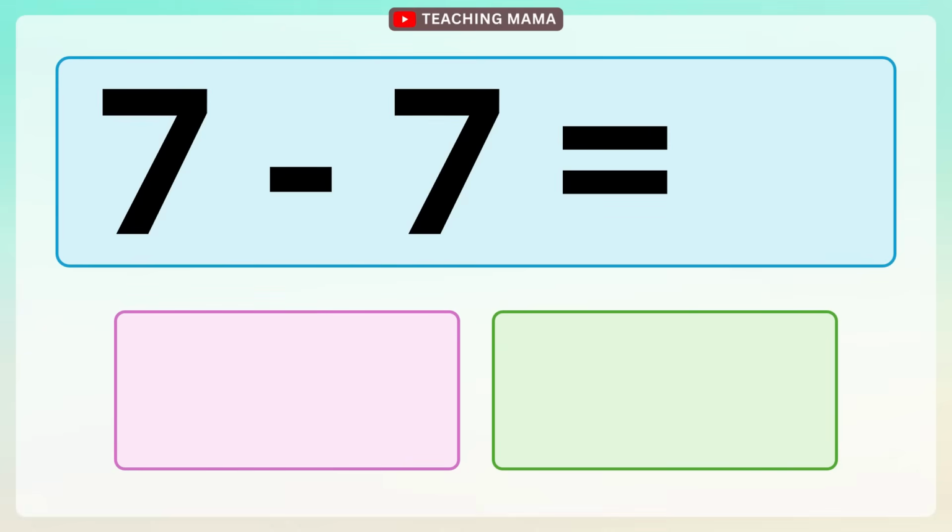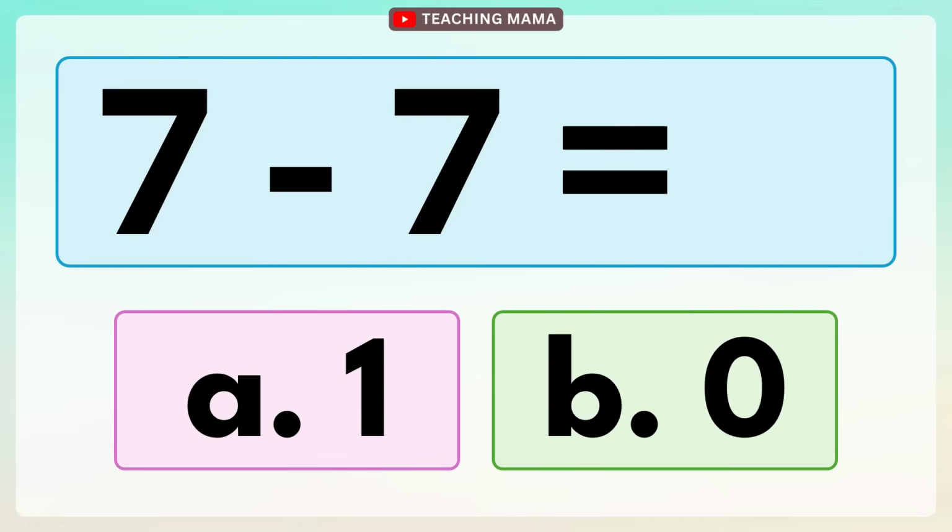7 minus 7 equals A. 1. B. 0. What is the answer? B. 0.